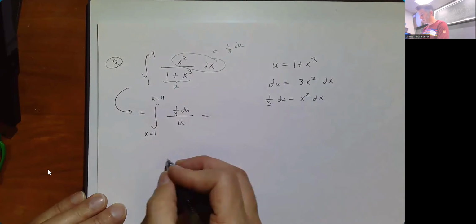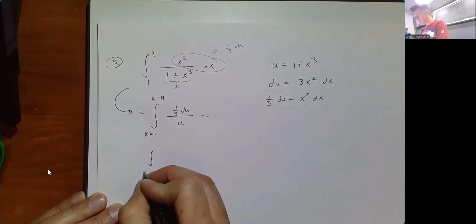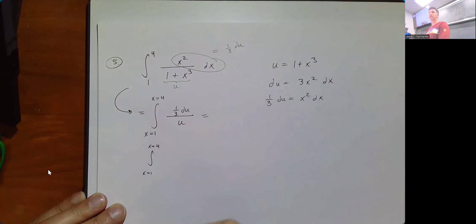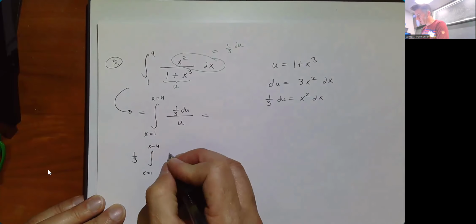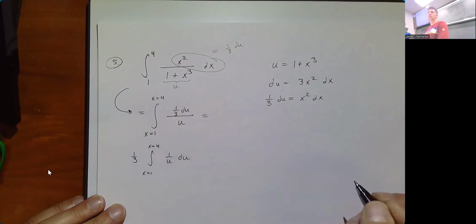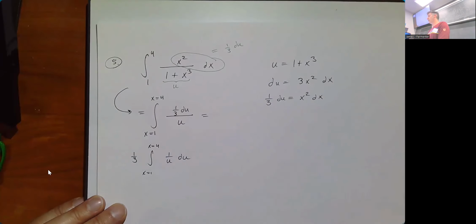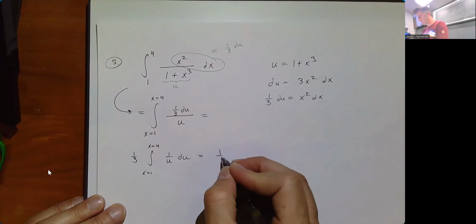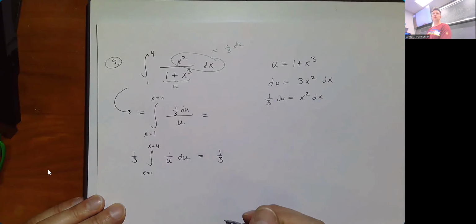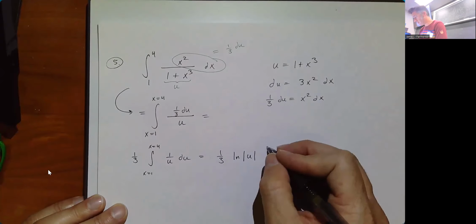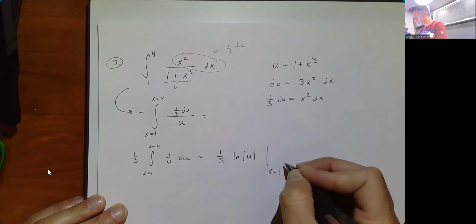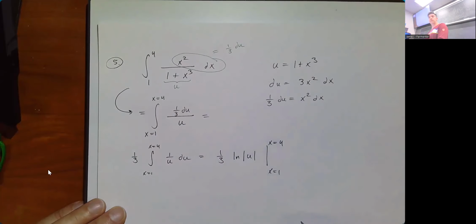So we're going to rewrite this as the integral from x equals 1 to x equals 4. You do need to write that every time until you change it back to x's, which is kind of annoying, which is why I don't usually do it that way. Put the 1/3 out in front, have a 1 over u du. What's the antiderivative of 1 over u? Natural log of u, from x equals 1 to x equals 4. I don't need a plus c, right? No plus c necessary for a definite integral.